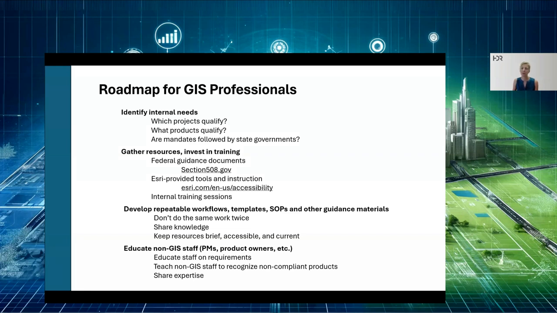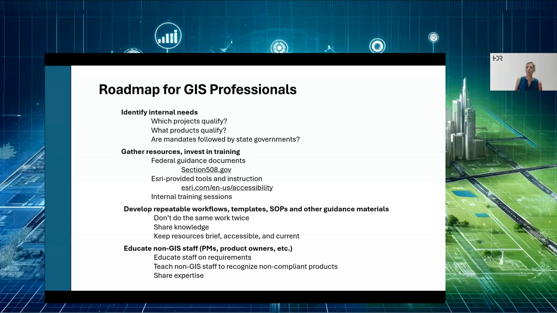First, we wanted to identify the internal needs, asking yourself the question: which of my projects apply? Which of my products apply? Is this a mandate that is being adopted by the state, even though it's just a federal mandate currently? Does my state have it on their radar? These are things to start by asking, and then take those next steps. If you even suspect that any of the answers are yes, it's a good idea to start looking deeper.